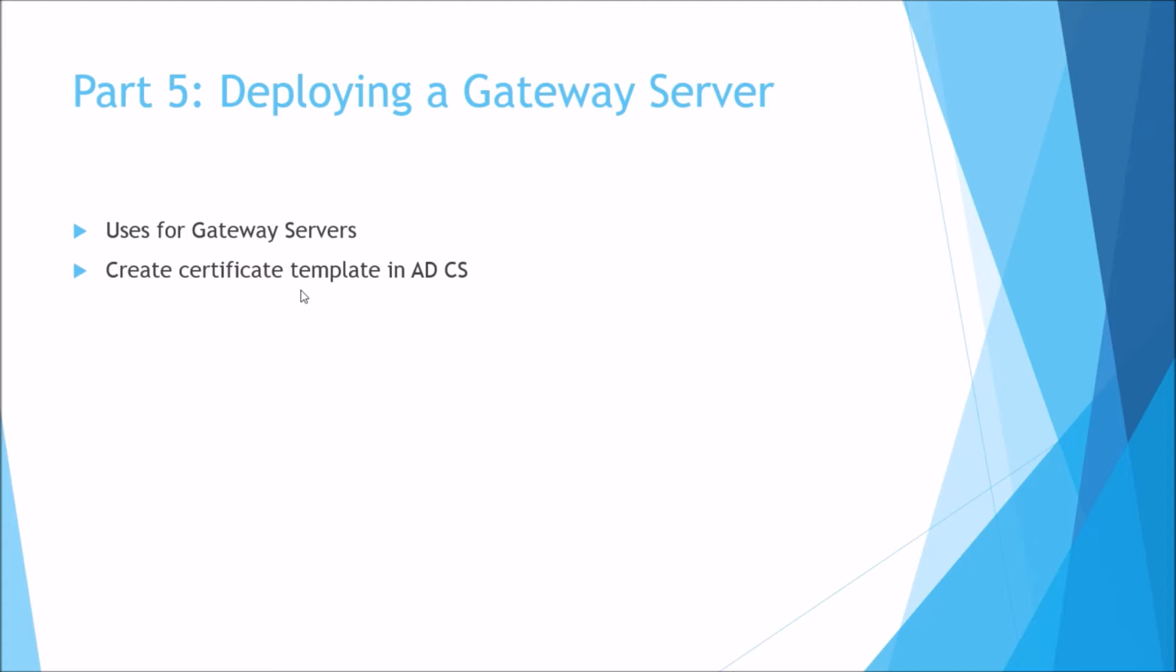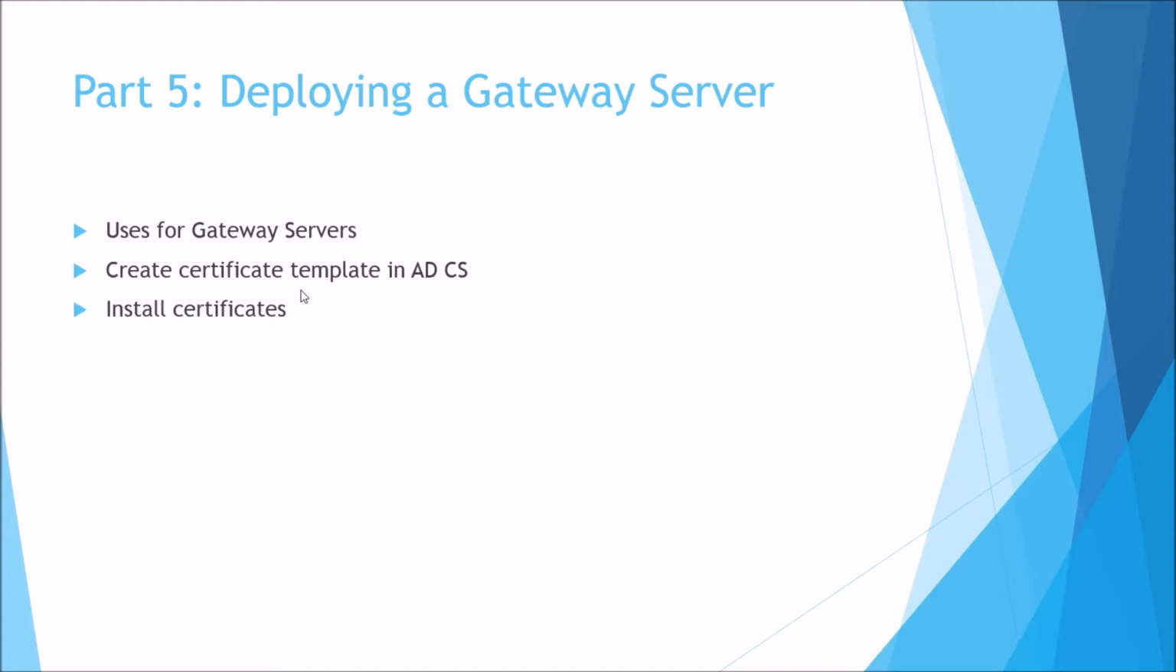Now, in this part of the course, for deploying a gateway server, we're going to go through three or four main steps to get us from point A to point B. The first of which is we need to create our certificate template in Active Directory Certificate Services. We're going to use this template to deploy our certificates to the management servers and gateway servers. That's what will facilitate that trusted connection between the two of them. So the first thing we're going to do is create that certificate template in ADCS.